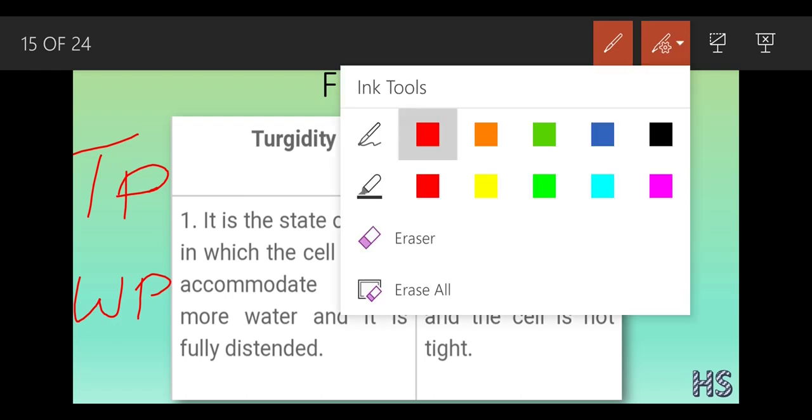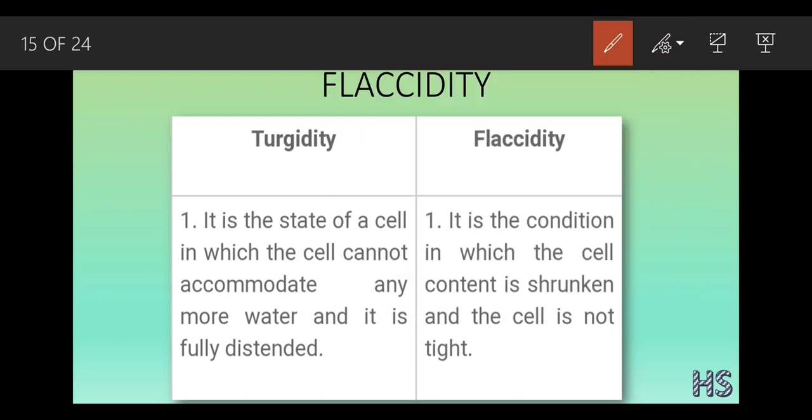Let's understand with a simple picture. What do you mean by turgor pressure? Suppose this is a cell, and inside this cell there is a nucleus. If the pressure is exerted by the cell contents on the cell wall, we have already studied the cell wall, the outer part, then it is called the turgor pressure, TP.